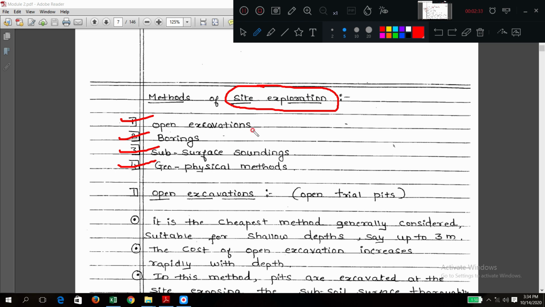So we will see open excavation. See here, the technology used is increasing as you go this side. For open excavation, not much technology. For the boring method, a little bit higher specialized techniques are used. For subsurface soundings, you may require some electronic machine. For the geophysical method, you may require some electronic as well as data recording instruments. As you progress, you'll understand the techniques are becoming a higher version.